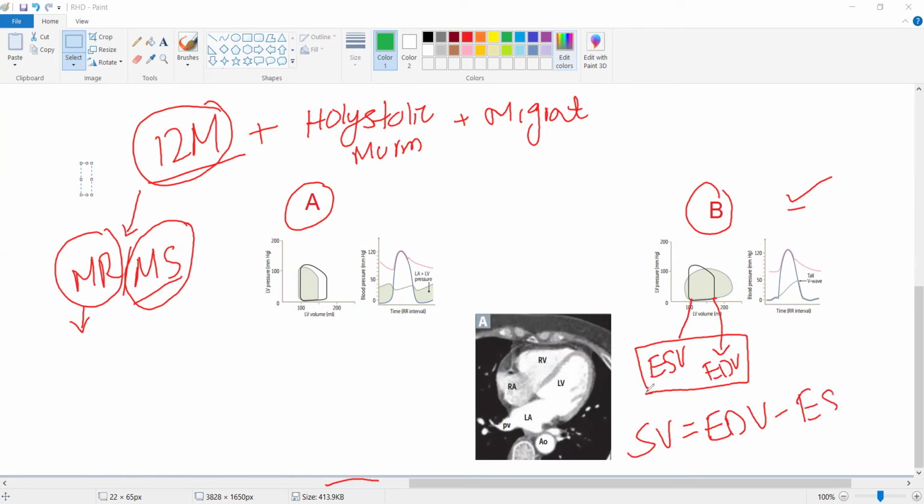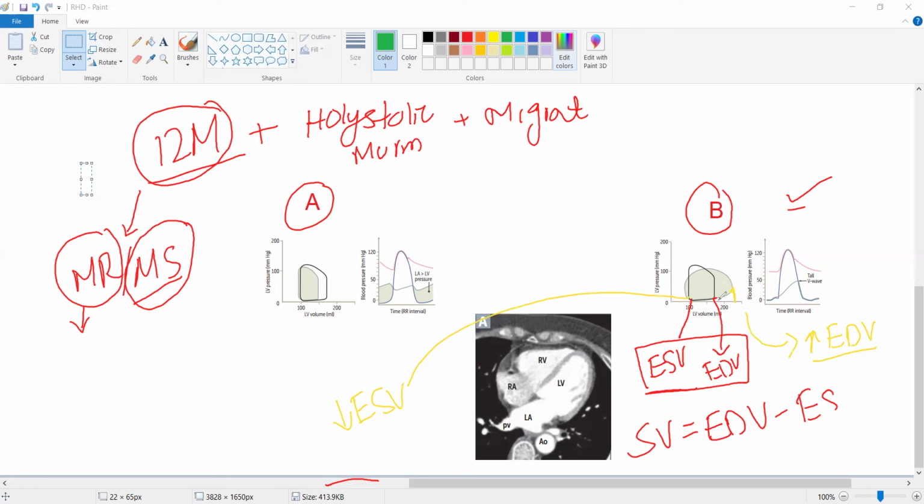Okay, so this is in mitral regurgitation. What about end diastolic volume? It is increased. What about end systolic volume? Slightly decreased.